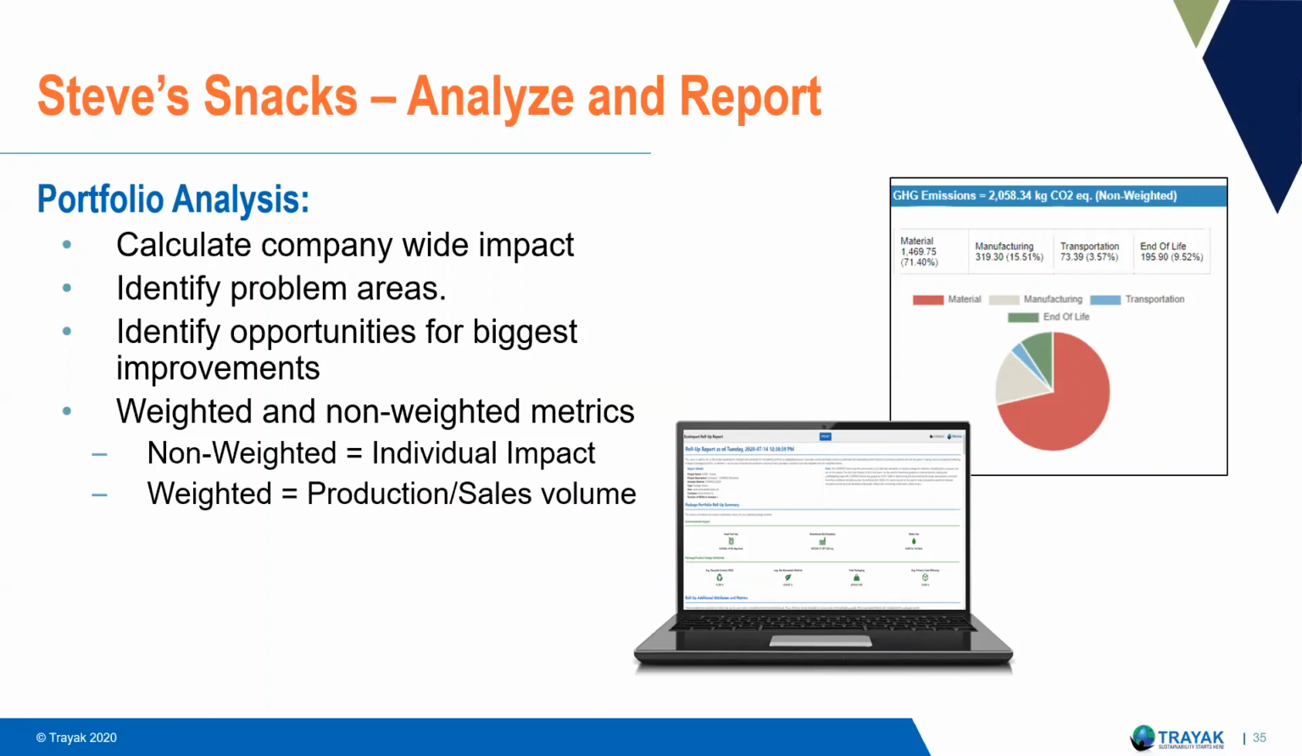It allows you to look for opportunities for the biggest improvements. Maybe your biggest production volume should be where you focus efforts to reduce your overall packaging impact. And it allows, of course, for a company-wide impact of all of the packaging that you're making throughout a quarter or throughout a year. And we're able to look at that in weighted and non-weighted. Weighted really looks at the production sales volume, and non-weighted is more of an individual impact or an as designed. So both of these will give you different insights and attributes that you can track and report and optimize for.